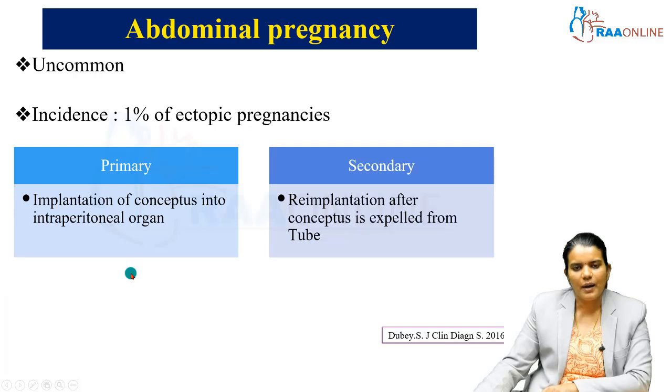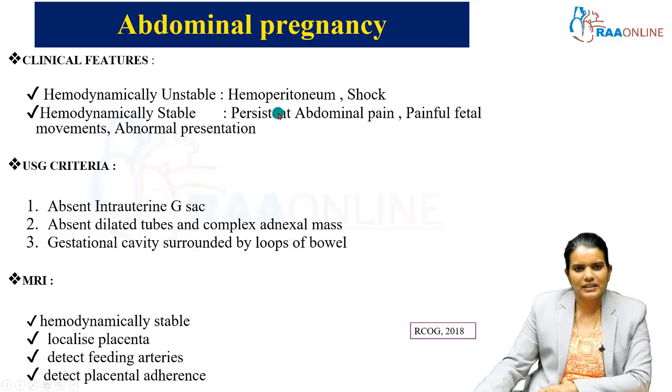Abdominal pregnancy can happen in 1% of the pregnancies, primary or secondary. Implantation of the conceptus into the intraperitoneal organ, and reimplantation after the conceptus is expelled from the tube. So, the abdominal pregnancy can be hemodynamically unstable, with hemoperitoneum or shock, or hemodynamically stable, with persistent abdominal pain, painful fetal movements and abdominal presentation. Ultrasound criteria: absent intrauterine gestational sac, absent tubes and complex adnexal mass, gestational cavity surrounded by loops of bowel.